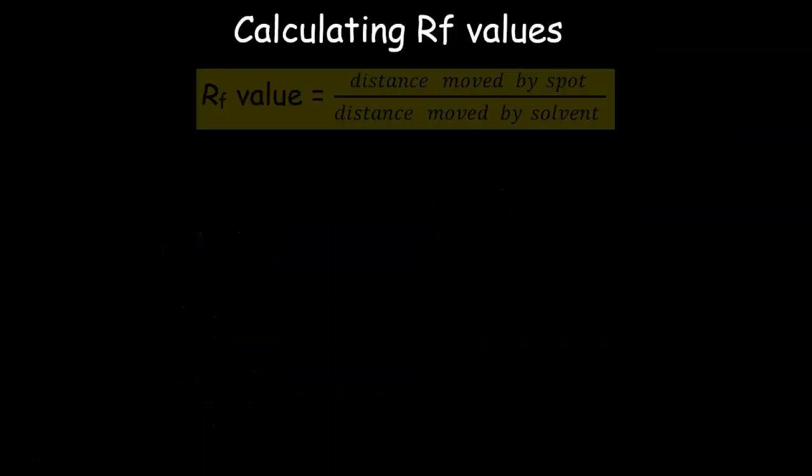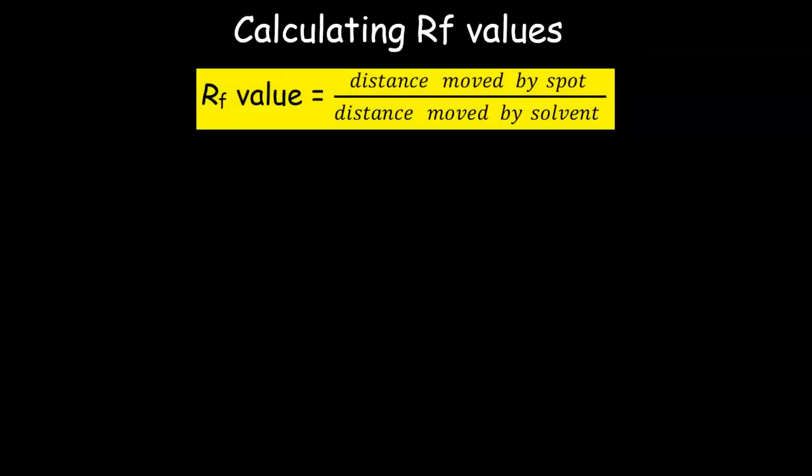The fun thing I just want to mention is about RF values. Now, RF values are actually very, very straightforward. To calculate the RF value, you have to divide the distance moved by an individual spot by the distance moved by the solvent. Now, you're likely to get this either in a diagram form in an exam question or in a table. Either way, it's the same calculation.